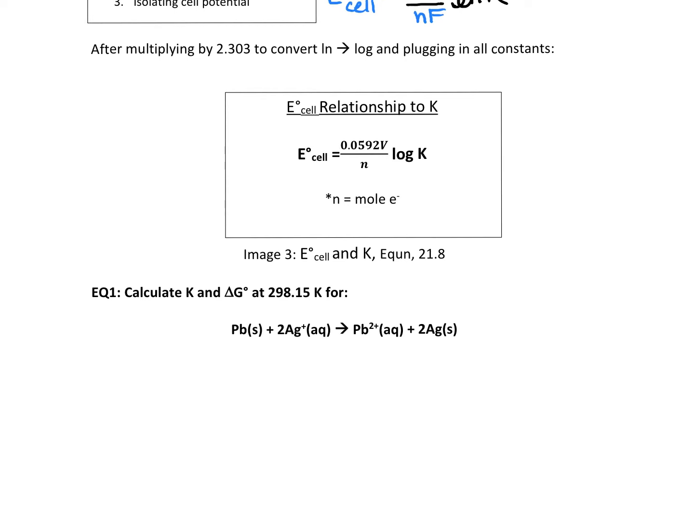So let's use this in example question 1. Calculate K and delta G at 298.15 K, and this K is your temperature, for the reaction that is lead plus 2 silver ions make lead 2 plus and 2 silver solid. Go ahead and write down which equation or equations you think are most applicable, and then we will walk through it together. So you can pause here.